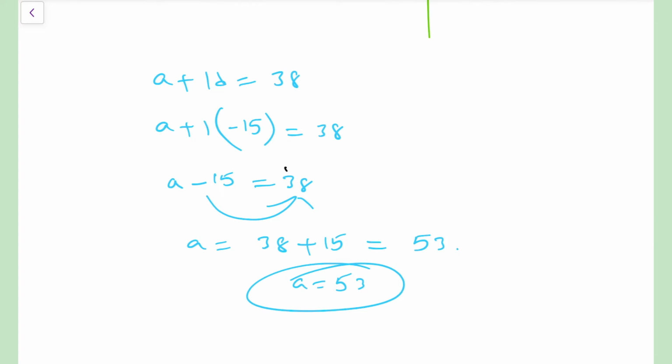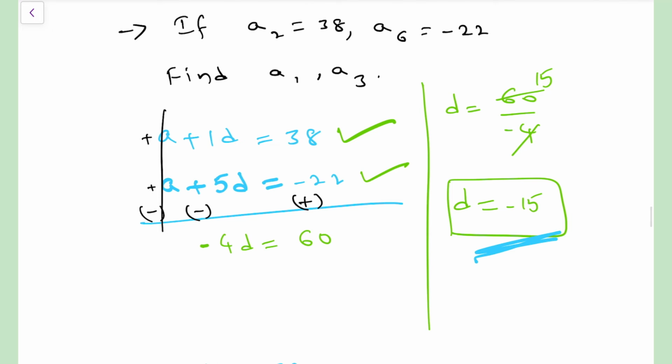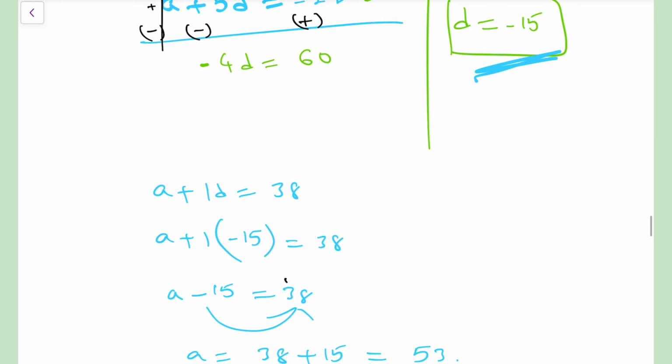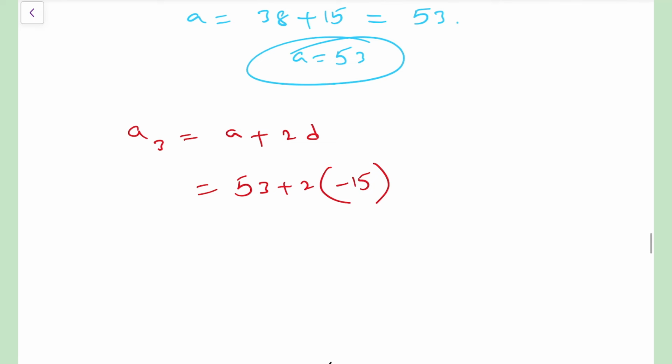First term we got as 53 and the difference we got as minus 15. Then whatever the term they are asking, we can find out. First term they are asking, definitely we got already. Then third term they are asking, a3. So what is the formula for a3? a3 equals a plus 2d. a value we got as 53, plus 2 into d value, minus 15. So d value is minus 15. 53 plus minus 2 into 15, 30. 53 minus 30 is 23.